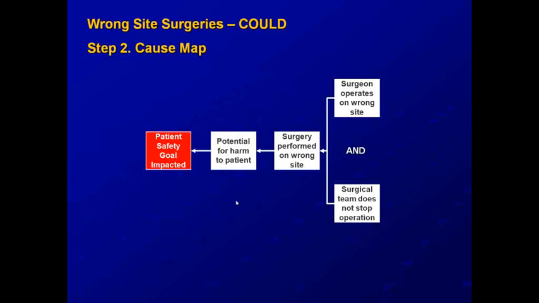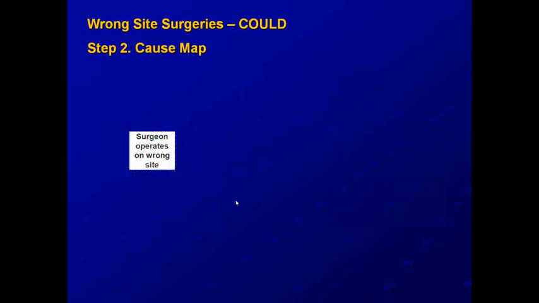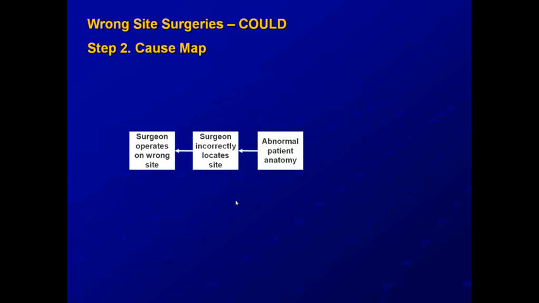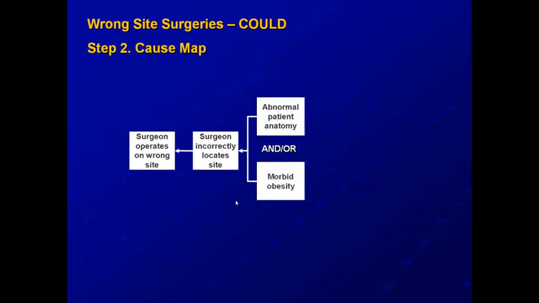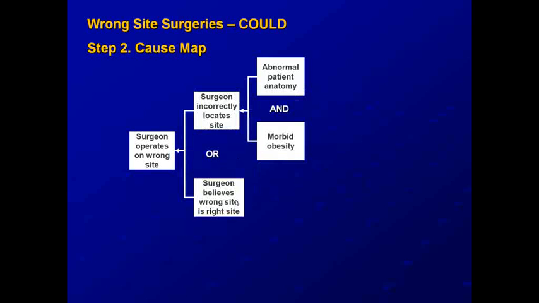Frequently, the surgical team does not stop the operation if there is not a timeout held prior to the surgery. Let's look at the causes that may result in a surgeon operating on the wrong site. The surgeon may operate on the wrong site because the surgeon incorrectly locates the site, possibly because of abnormal patient anatomy and or morbid obesity. The surgeon may believe that the wrong site is the right site.